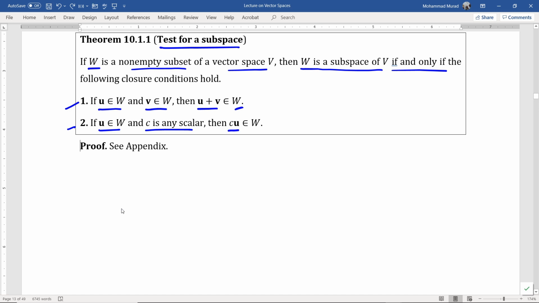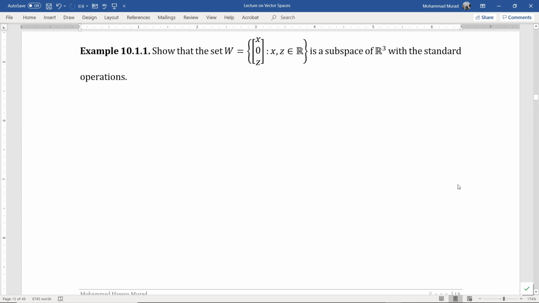Let's see a couple of examples of subspaces of a given vector space. Example. We want to show that the set W of vectors with 3 components, where the first component is x, the second component is 0, and the third component is z, where x and z are real numbers, is a subspace of the vector space R3 with the standard operations of vector addition and scalar multiplication.